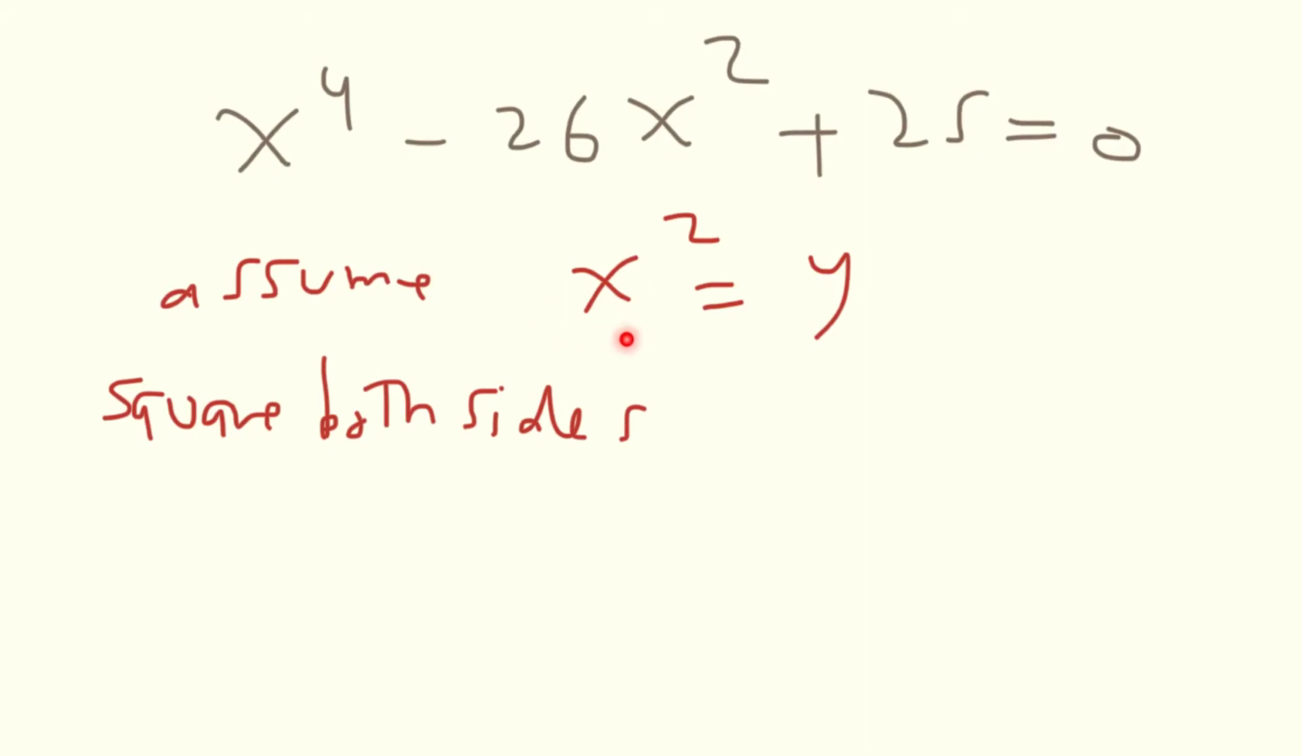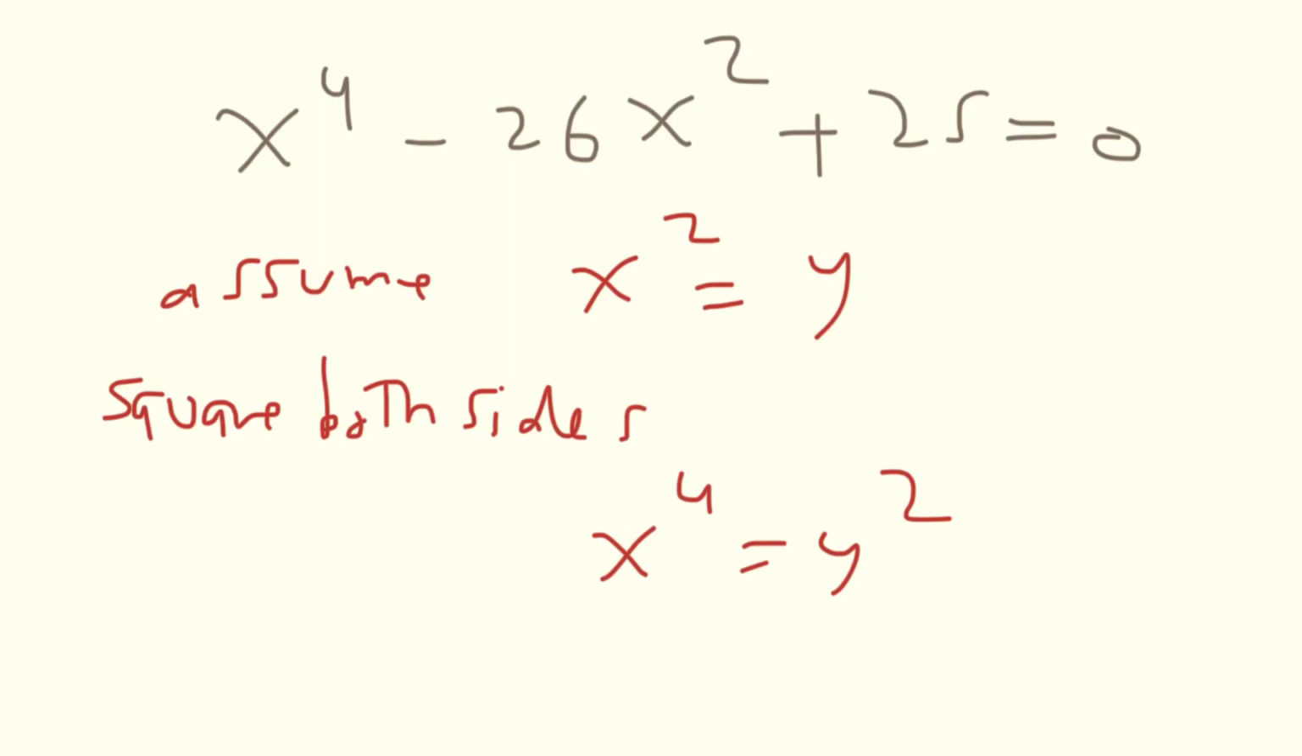If you square this, what do you get? x power 4. So that means x power 4. But if you square this side, what do you get? y squared. So that means if you assume this, automatically this is also true.